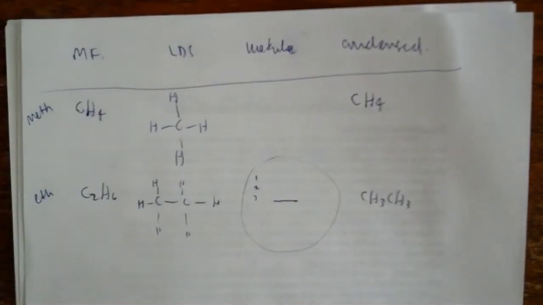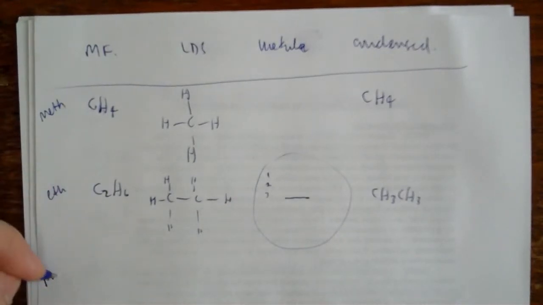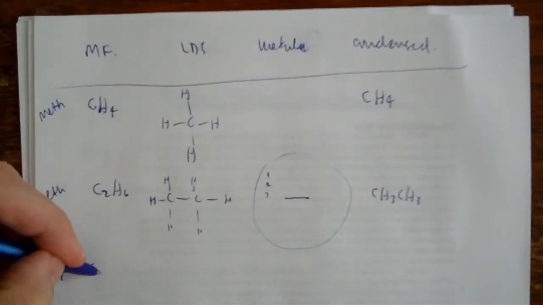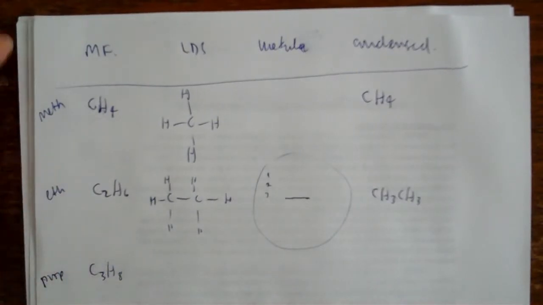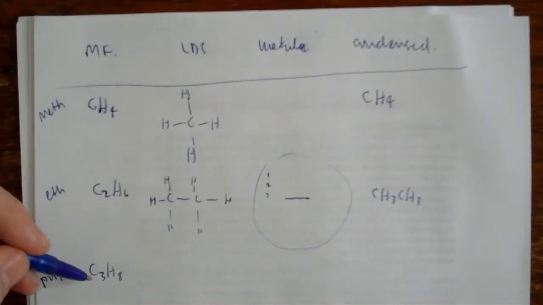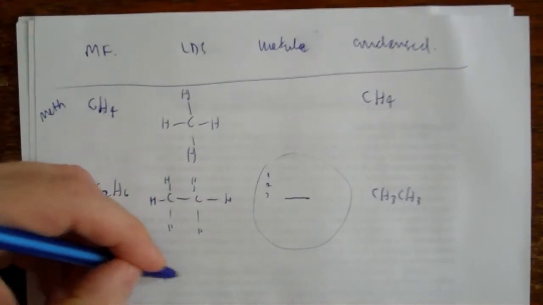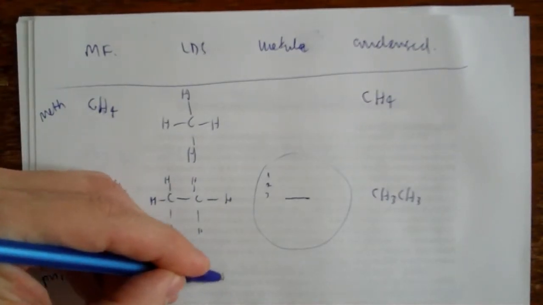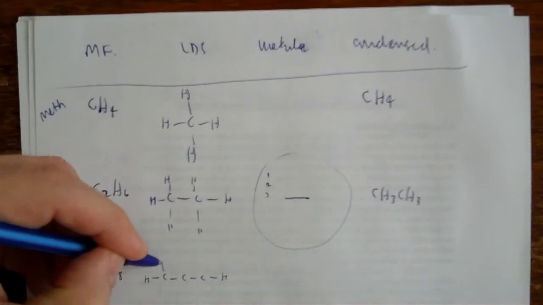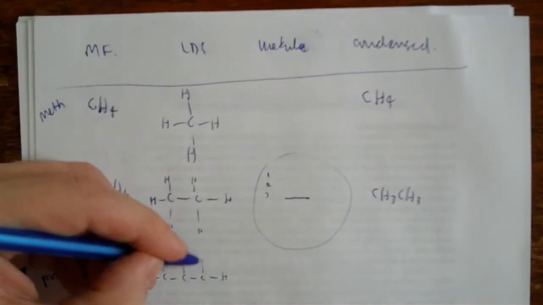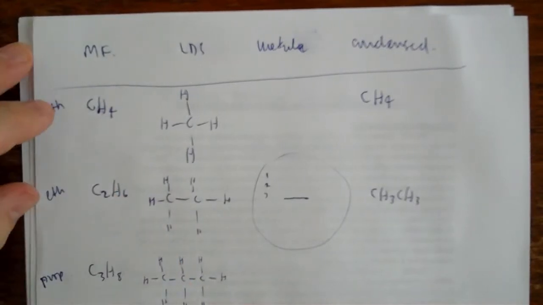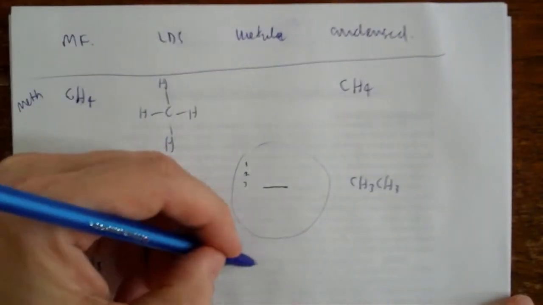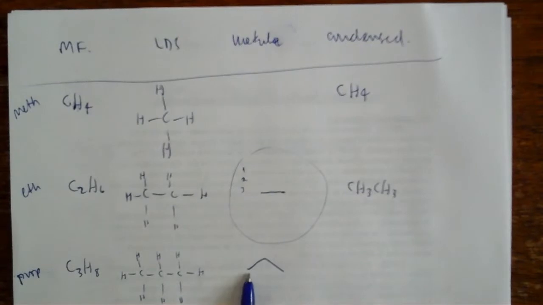Okay, let's go on to propane. Propane is C3H8. Okay, so the Lewis structure for that, I'm going to have to draw kind of small here. Right, it's that. Okay, the Lewis structure is that, because I have a carbon, and a carbon.